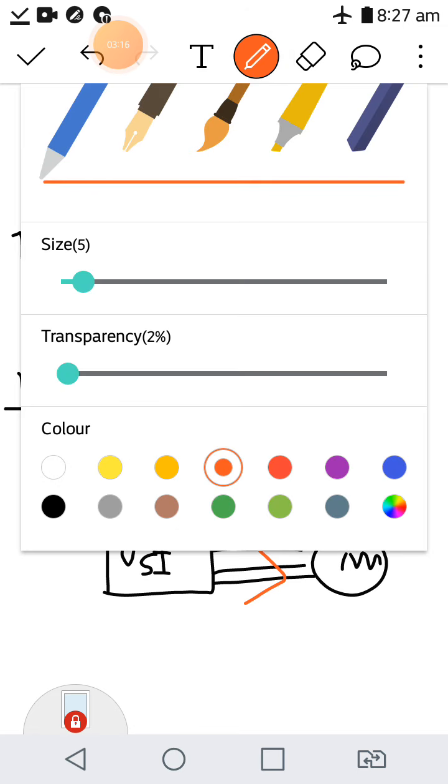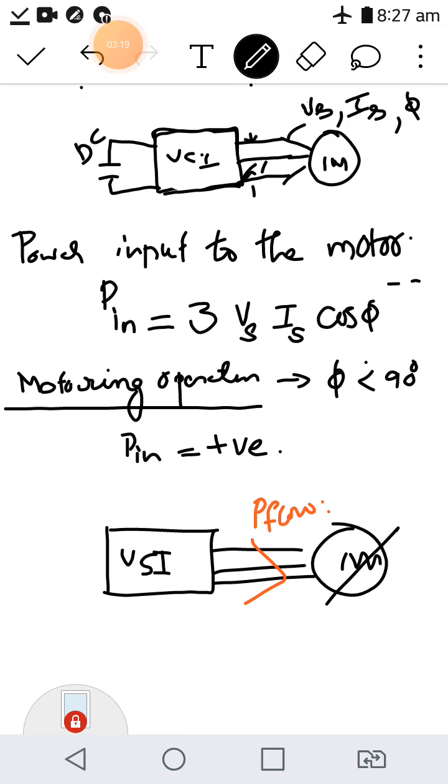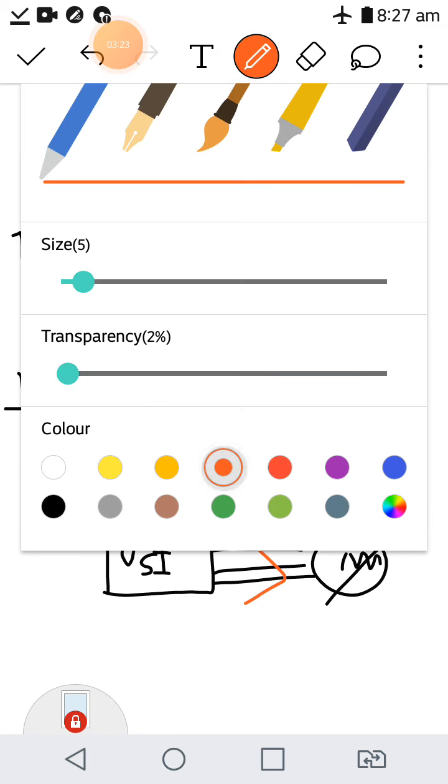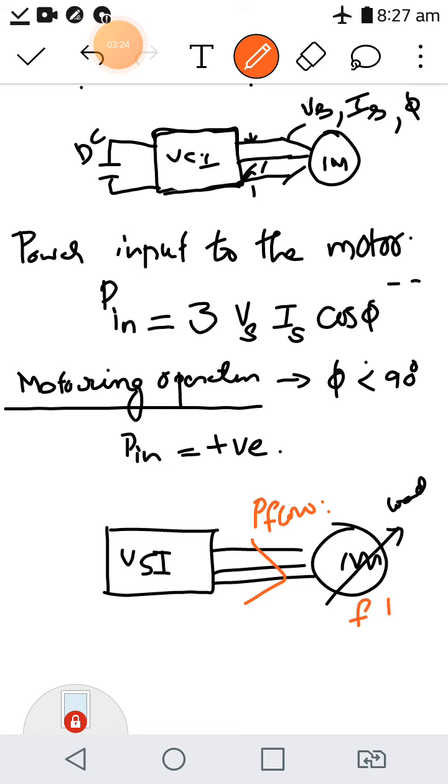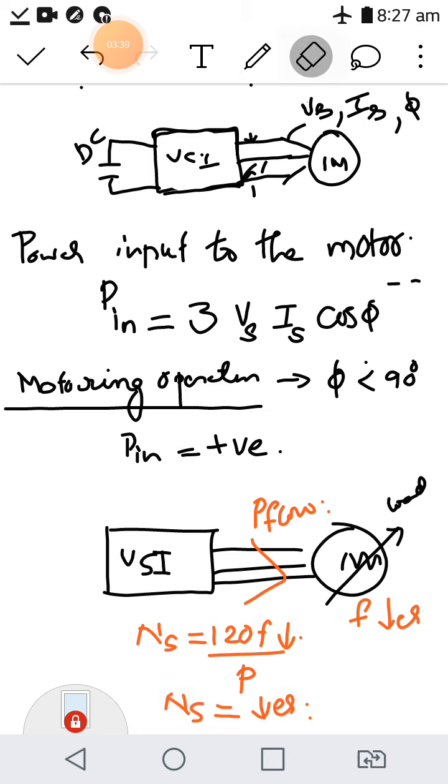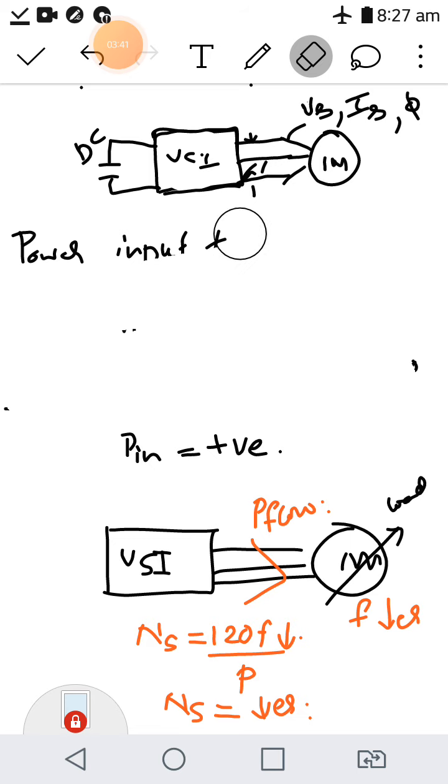Now what happens if the machine is suddenly loaded? Normally the frequency may decrease. And what happens if frequency decreases? Because ns equals 120 f by p, if frequency decreases, ns, the synchronous speed, decreases. What happens if the synchronous speed decreases?